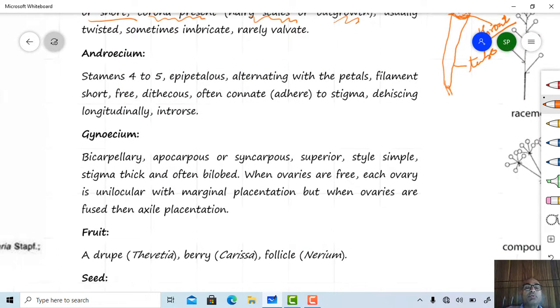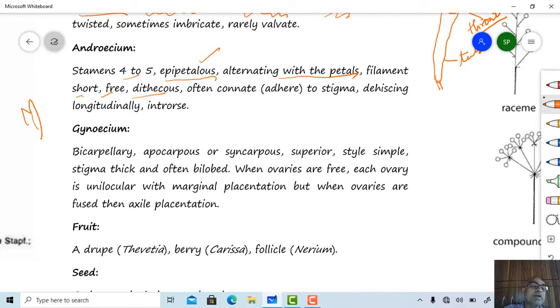Just about the androecium, 4 to 5 stamens are present and they are epipetalous. Stamens are partially or fully attached to the corolla, then it's called epipetalous, alternating with the petals. Filament short, dithecous. Dithecous means the anther shows two lobes. Often connate to the stigma, adhering to the stigma. So these anthers are present close to the stigma, dehiscing longitudinally and introrse.